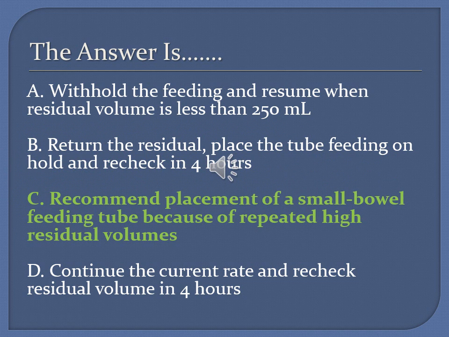So the answer for this one is C. Recommend placement of a small bowel feeding tube because of repeated high residual volumes. When you're looking at this one, they're asking what the nurse should do in this situation. So let's look at each of the options here. We have A that says withhold the feeding and resume when residual volume is less than 250 milliliters.